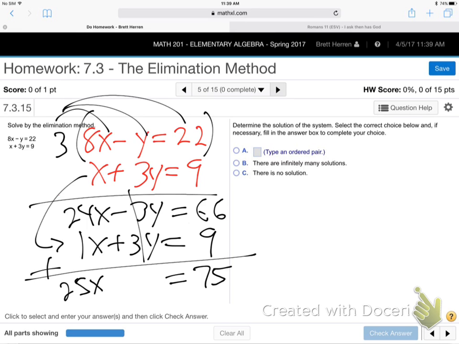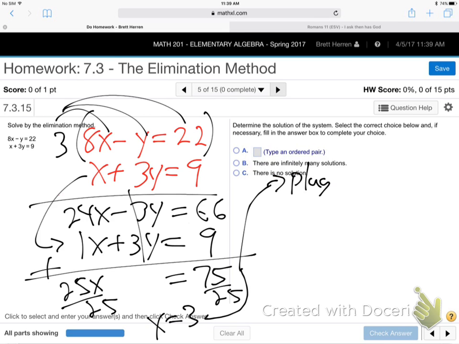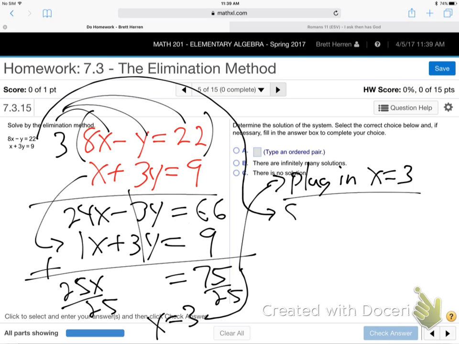So now how do we solve for x? Let me divide here. Divide by 25. X is 3. And then bring it up here. Plug in x is 3. Where do we plug in x is 3? Anywhere you want, right? I'll just grab the first one. But the second one might be easier. Doesn't matter. Looks easier, huh? But I'm just going to go with my habit. I'm a creature of habit.